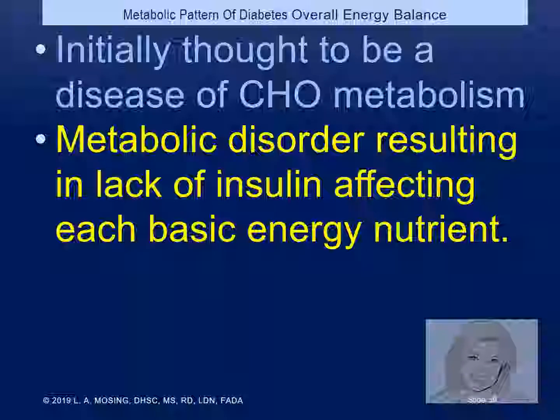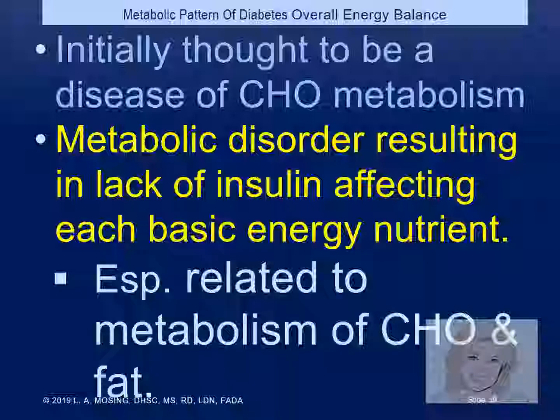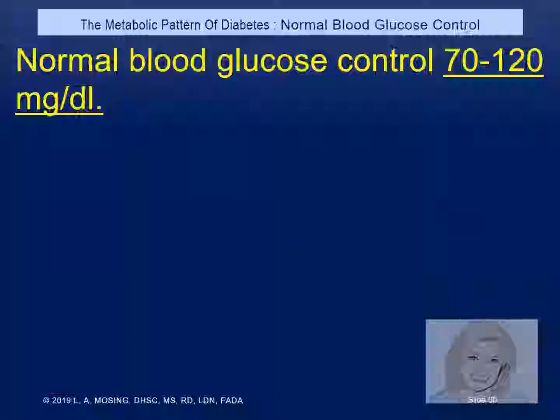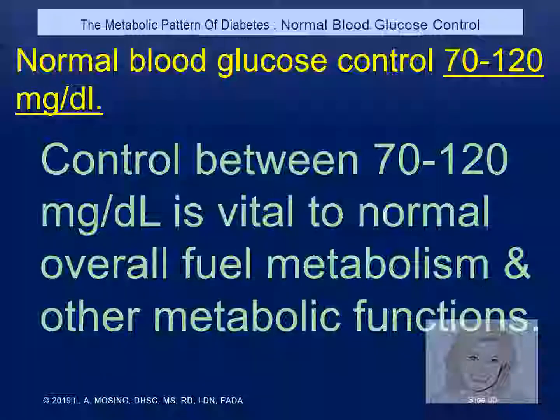So initially it was thought to be a disease of carb metabolism. That's when the exchange systems came out around 1950. But now we know it's a metabolic disorder resulting in lack of insulin, and it affects each basic nutrient, but it's especially carb and fat. What is normal blood sugar? This is like a retread of chapter 2. Normal blood sugar is 70 to 120. That's the range we need, right?